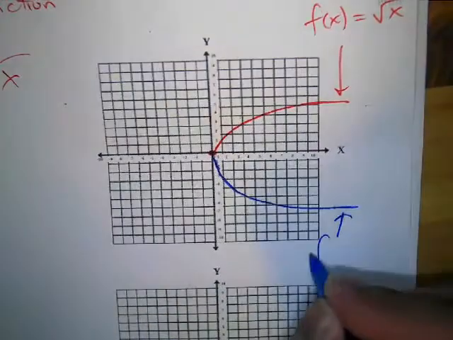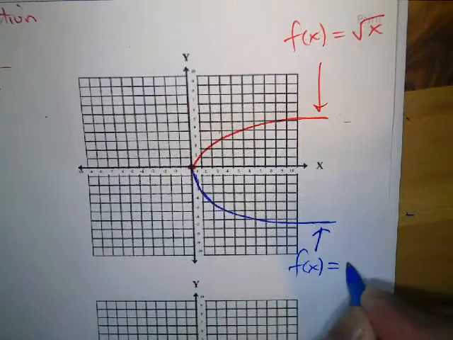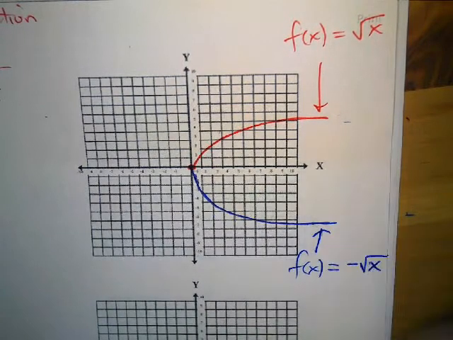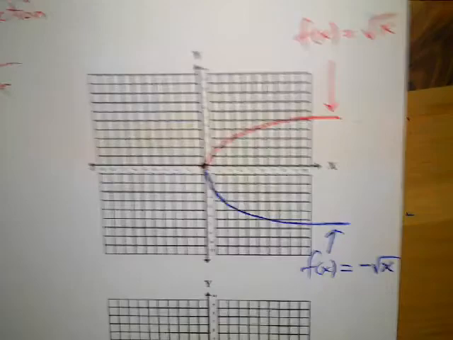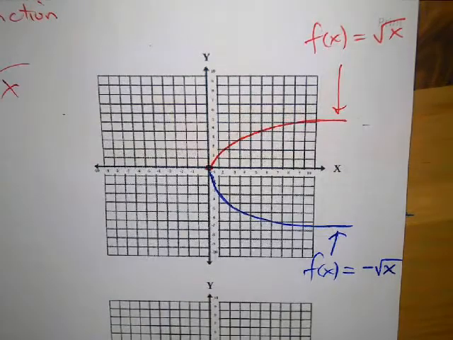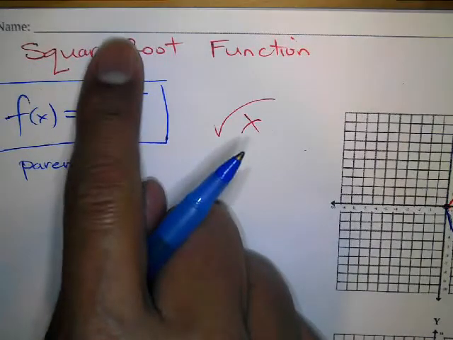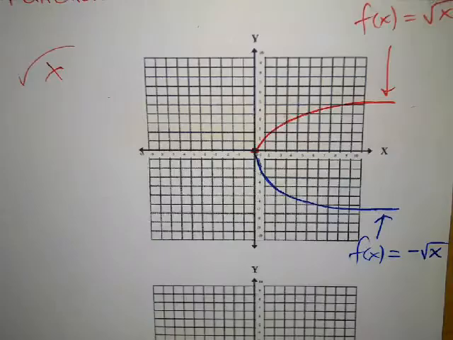This is the graph when it has a what? Negative. Not on the inside, remember? On the outside, out in the front like that. Okay, so you're familiar with the parent functions for a square root. There's the name, here's the function, and here's the graph.